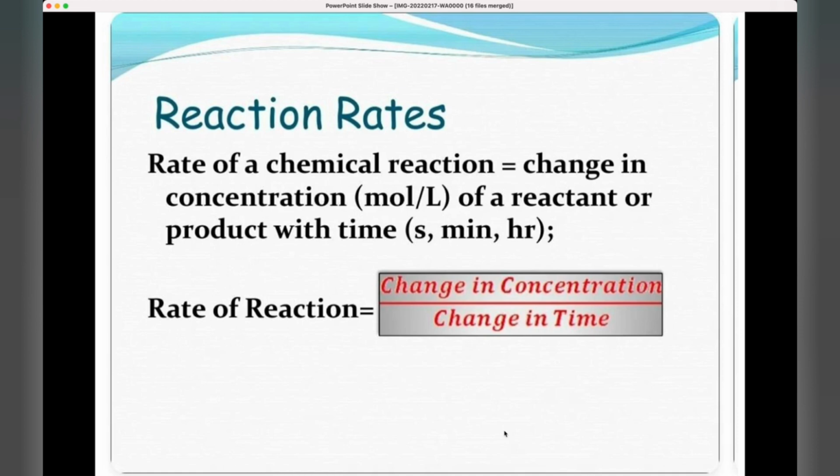The rate of a chemical reaction is the change in concentration, that is, the difference between the initial and final concentration, taken as moles per liter, of a reactant or product with respect to time. That is, rate of reaction is change in concentration divided by change in time.